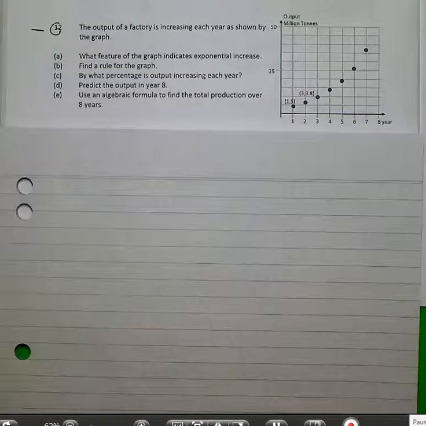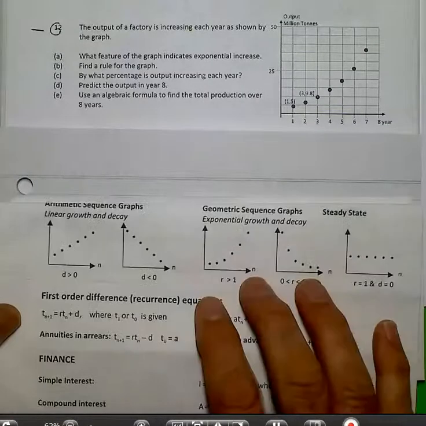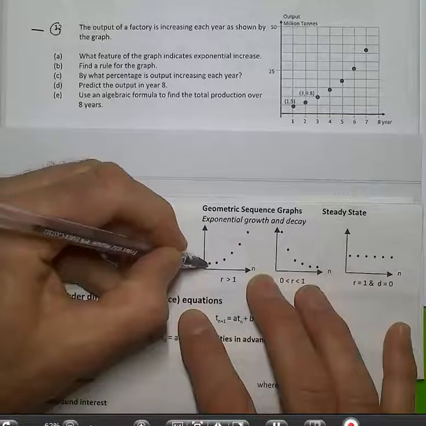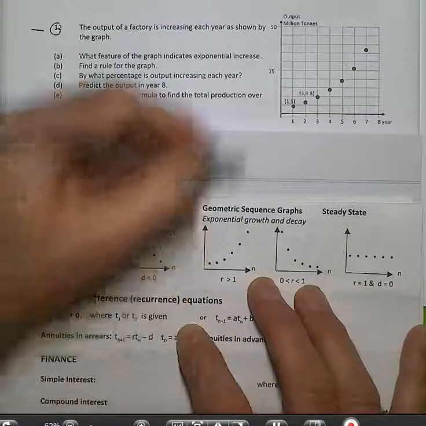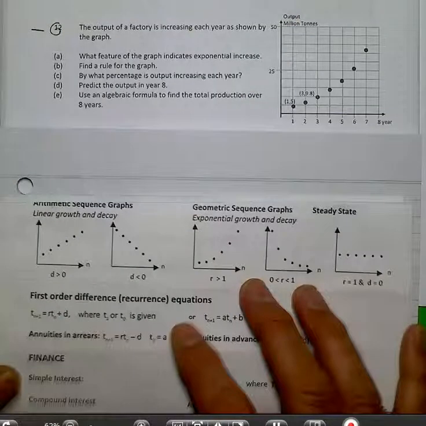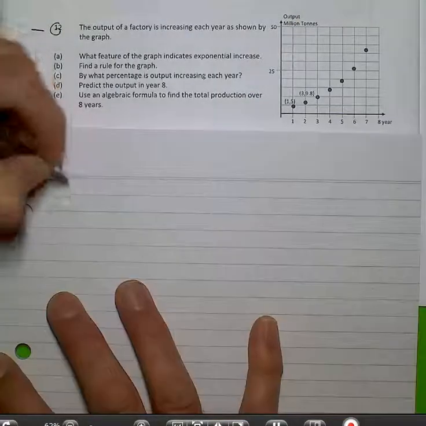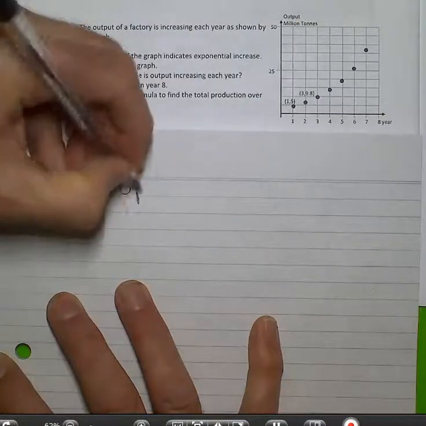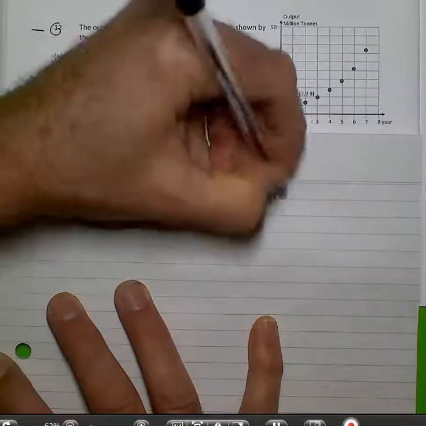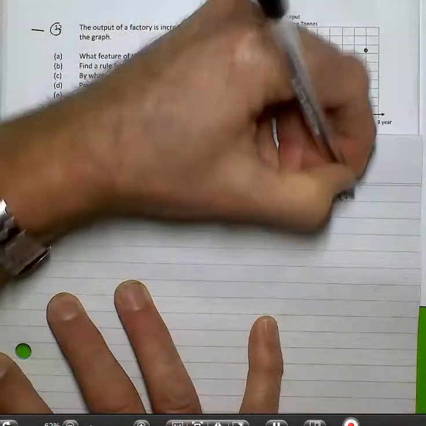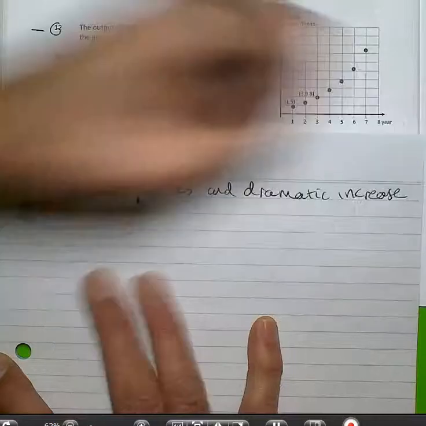Question 12, you're shown a graph which looks like an exponential growth. You can see if that does follow a geometric sequence that we've got a typical exponential growth factor. So what we can say is we have that upwards and dramatic increase, I'll say in Y.